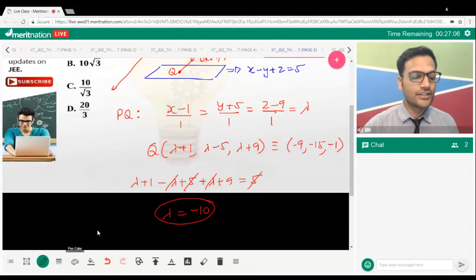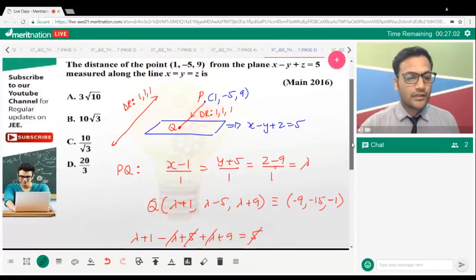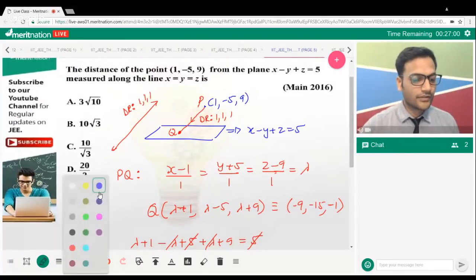So the distance between P and Q will be what? If I sort of do it over here only.